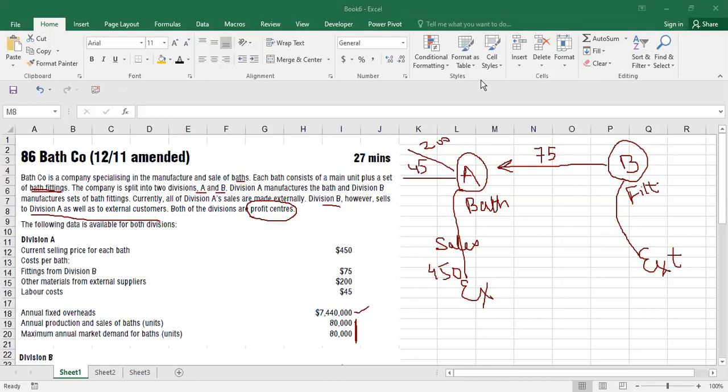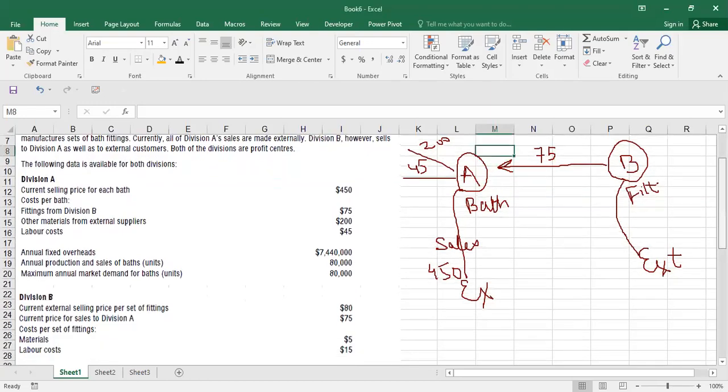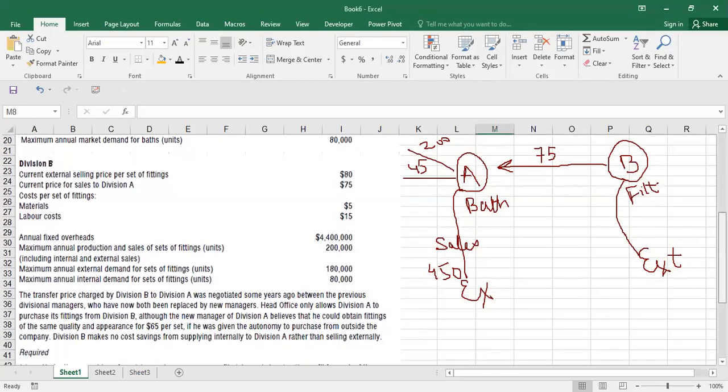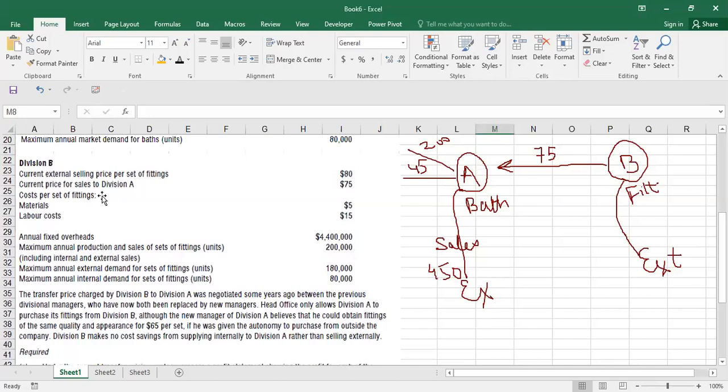Now let's see what is happening with Division B. Let me erase these numbers and lines, and we'll go like this for Division B. So Division B's external selling price per unit is 80. They are actually giving 75 to Division A, but when they are selling to external customers, they can sell for 80. So it means they are selling a little cheaper inside. And the current price of sales to Division A is 75.